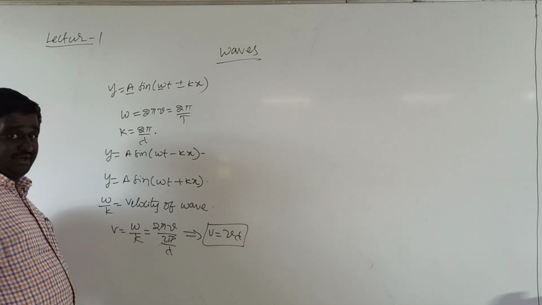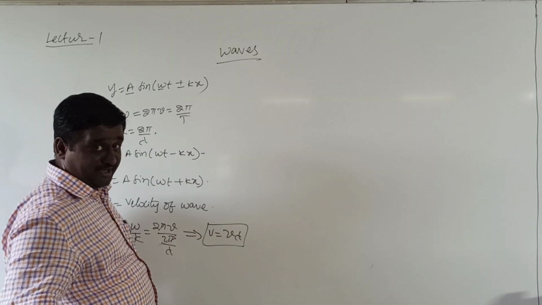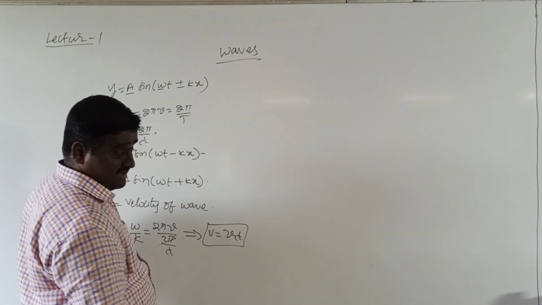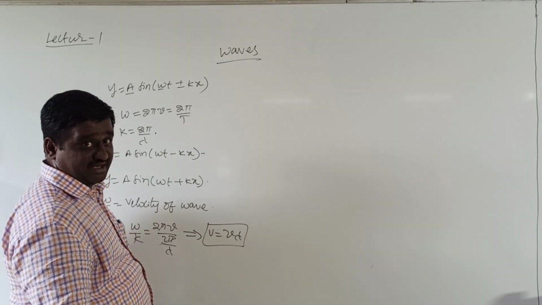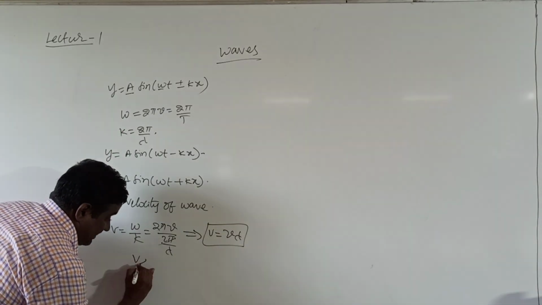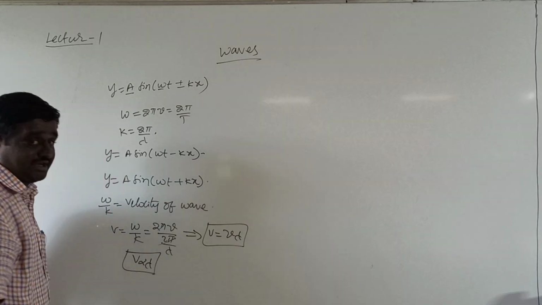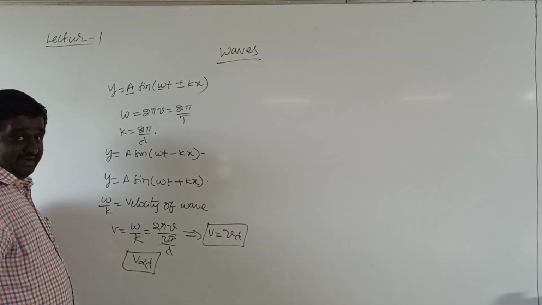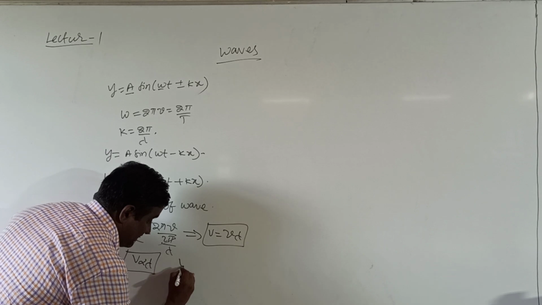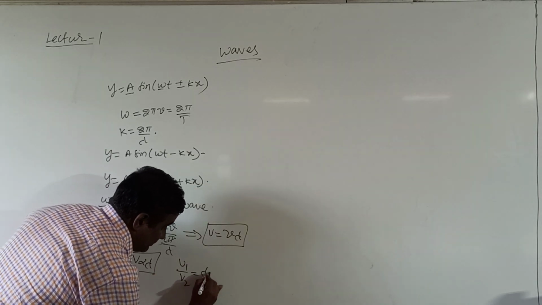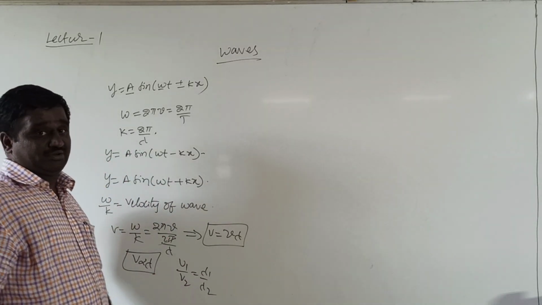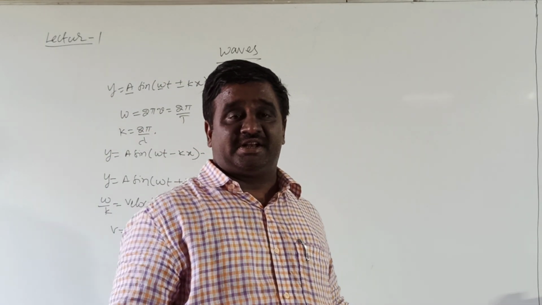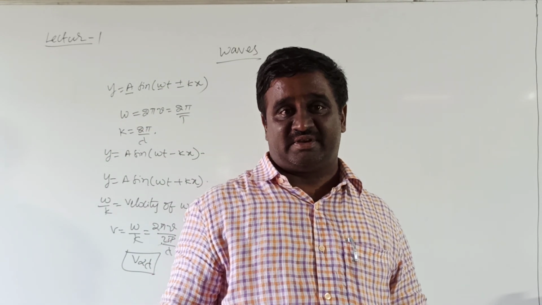If the progressive wave is traveling from one medium to another medium, in that case the frequency of the wave remains constant, then wavelength and velocity both are changed. Since v is directly proportional to lambda, we write v1 by v2 equal to lambda 1 by lambda 2. Now we take the different forms of the progressive wave equation.